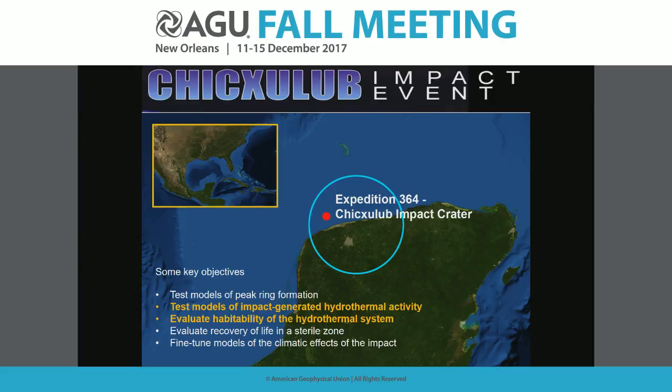Okay, this is a diagram that you've seen before. This is the Yucatan Peninsula. This is an outline of the circle that roughly represents the dimensions of this crater, and this is the location of the Expedition 364 borehole. This is a list of some of the key objectives for this particular project, and I'm going to focus on the two highlighted in yellow today. One is to test models of impact-generated hydrothermal activity, and two is to evaluate the habitability of the hydrothermal system.